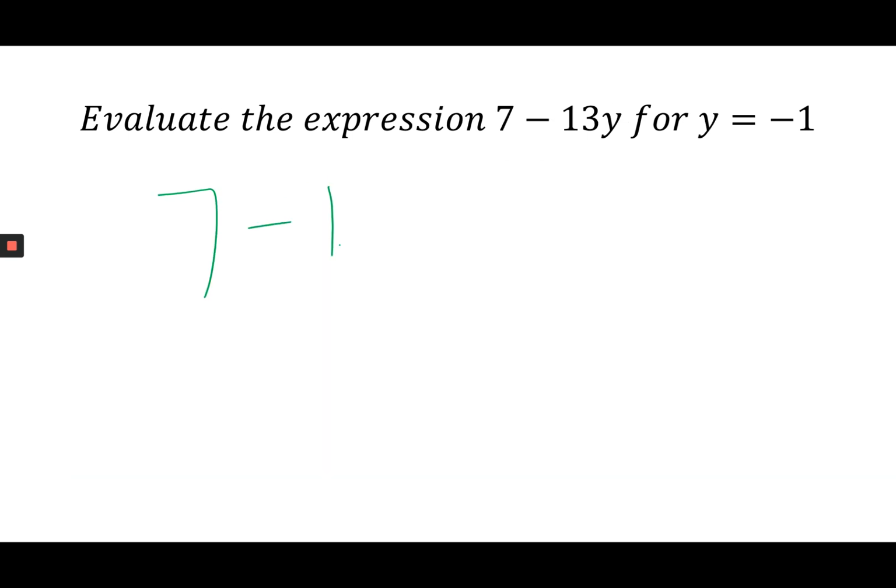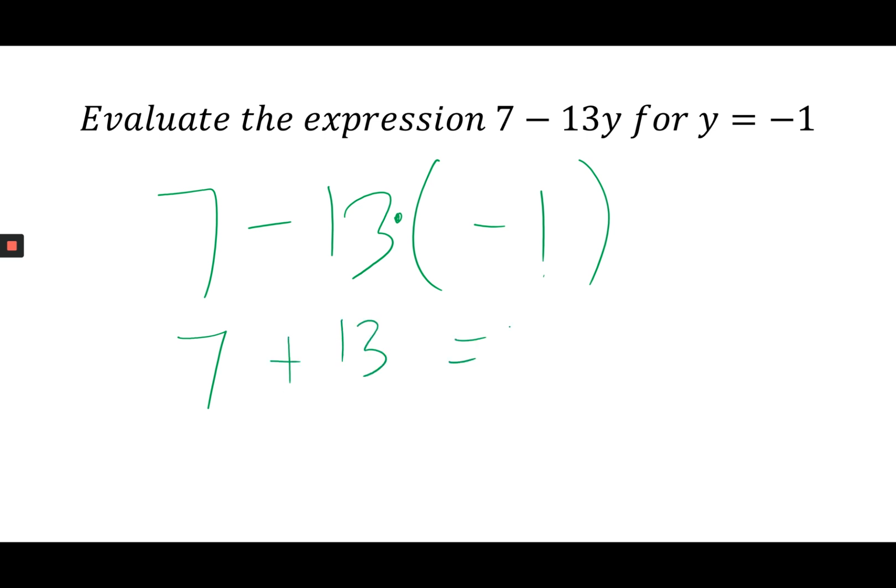7 minus 13 times y. y is negative 1. Be careful. You need to do multiplication first. This is important. Multiplication first. Don't touch the first one. Negative times negative is going to be positive 13. 7 plus 13 is 20.